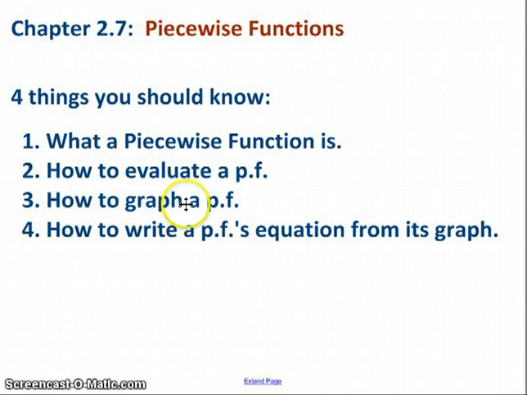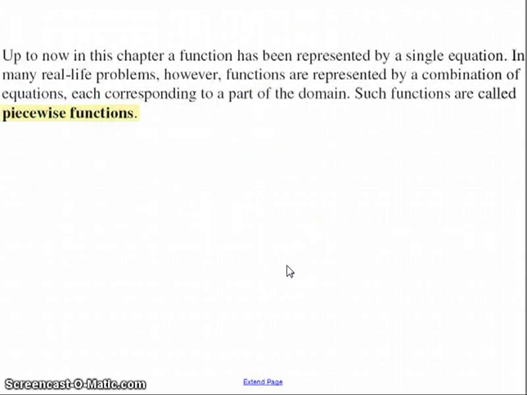Third, how would you draw a graph of that piecewise function? And I'll give you a few to draw graphs of in this video. And then lastly, if you saw the graph yourself, how would you work back from that and find the piecewise function equation, or equations, I should say, that apply to the graph? So let's get started with the definition first.